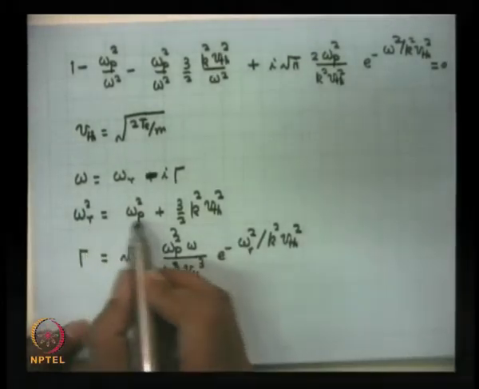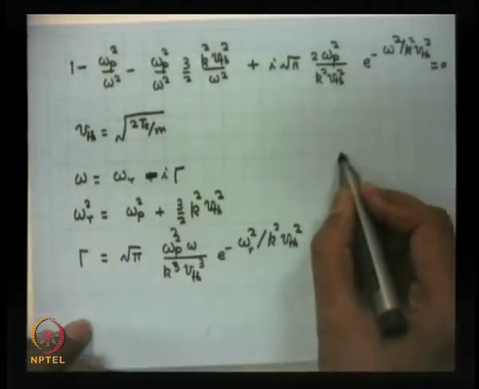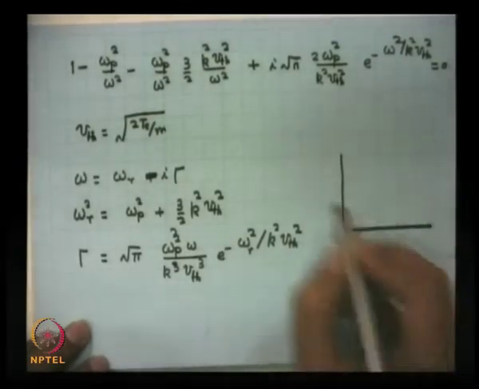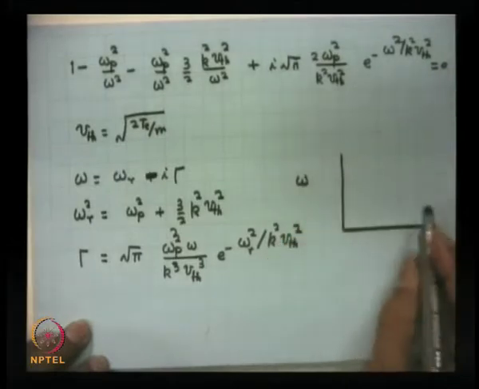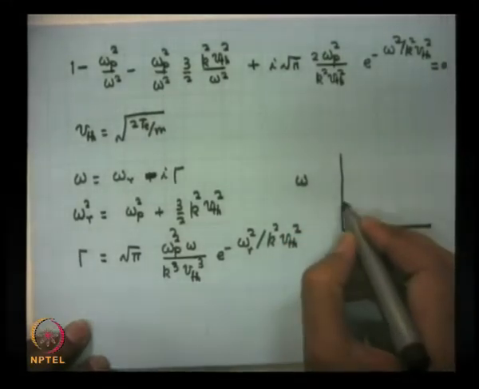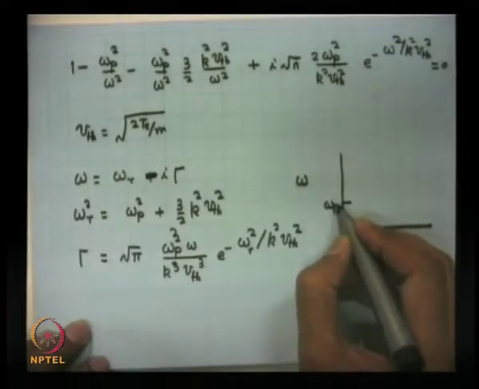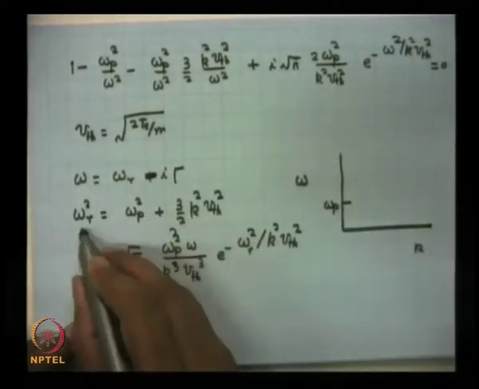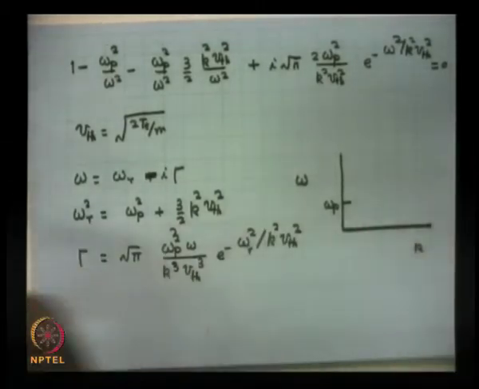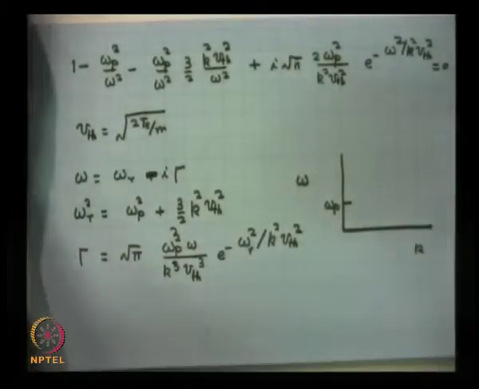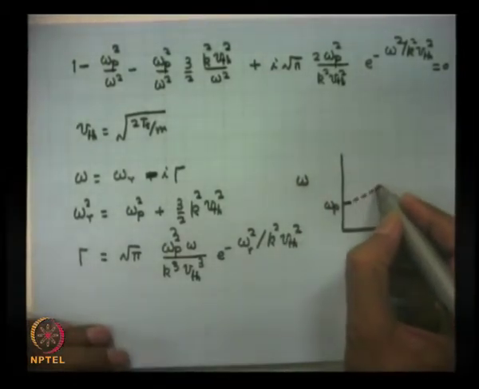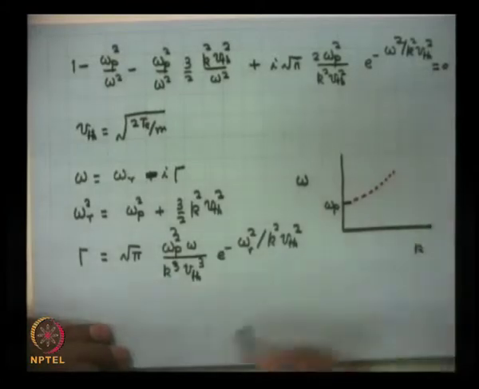So, if I plot omega r as a function of k, suppose omega p is here, at k equal to 0, omega equals omega p, and if we plot here, this will go something like this. This sort of variation you will get.